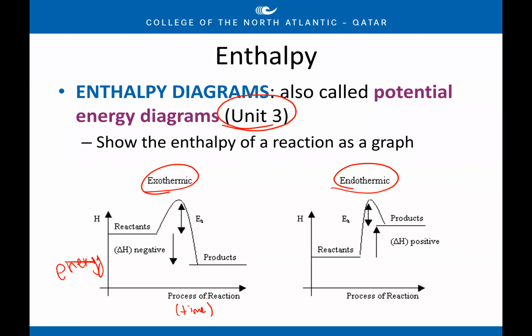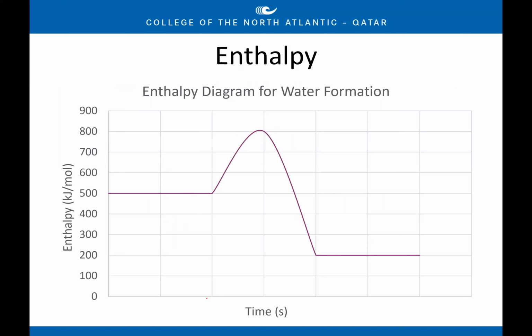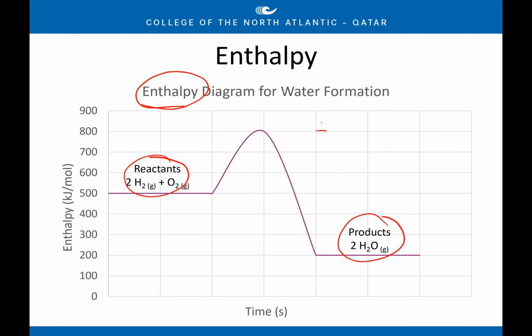And we're going to practice this today. This is basically all I wanted to show you today. So this is the enthalpy diagram for the formation of water. On the left, and it's always like this, you always have reactants, and on the right, you always have products. Now, the enthalpy of a reaction is always the difference between the energy of the products minus the energy of the reactants.